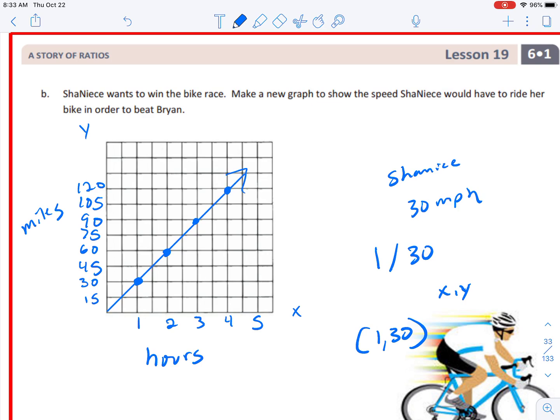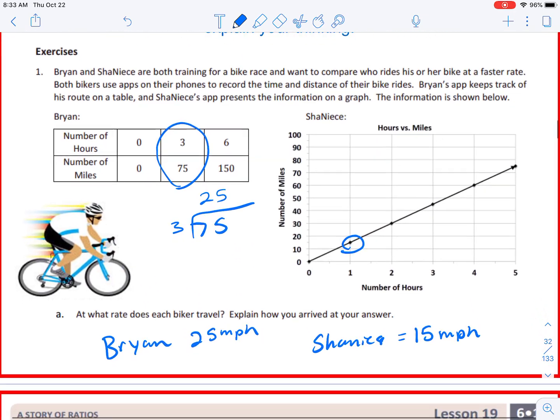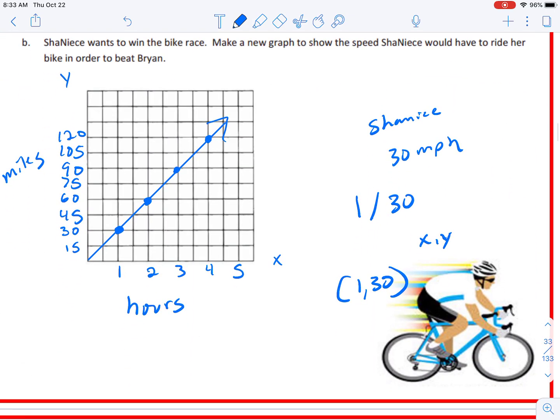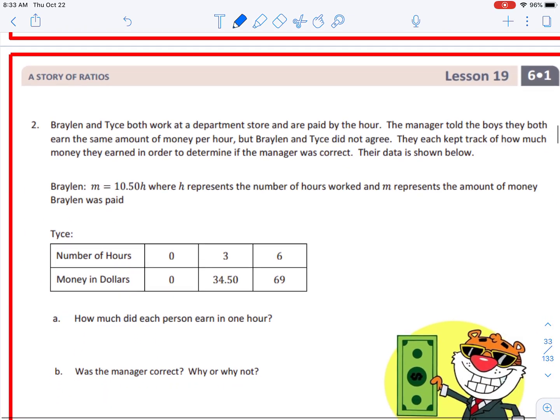Okay, so if Shanice wants to win the bike race, she needs to go faster than 25 miles per hour. We showed an example of her going 30 miles per hour, okay, in order for her to beat Brian. Okay, so what we did, we compared a table with the graph, and we found the unit rates, and it showed us who was faster. We figured out Brian was faster because he was traveling 25 miles per hour, and Shanice was only traveling 15 miles per hour. Okay, let's move on.